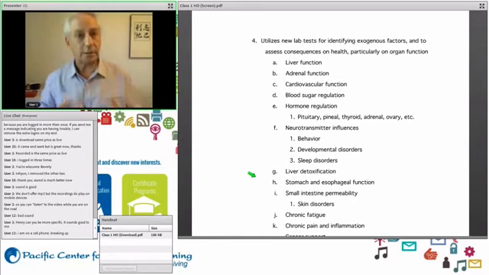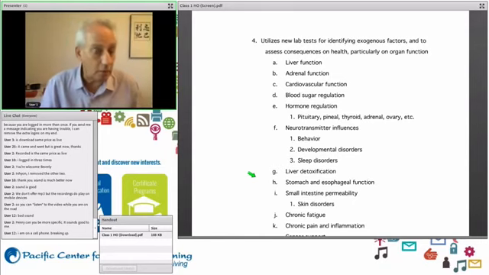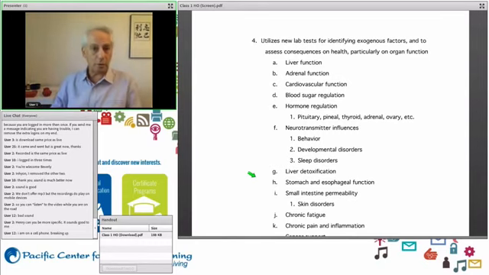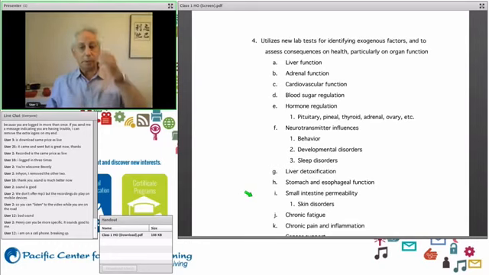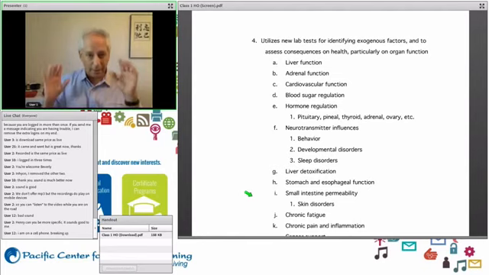When someone has gastritis, do they have Helicobacter pylori or not? Because if they do, and you don't address that, they won't get better. And if you do address it, they do get better. This is why the labs are important. Small intestine permeability, this is what I cover in leaky gut syndrome. This is a ubiquitous problem that causes a lot of illnesses.